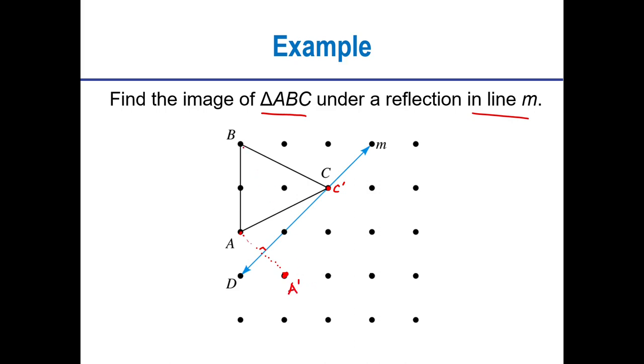B will also be reflected across the line M, and we want to make sure it's reflected at a 90-degree angle compared to the line M. And so B prime is at this point now. It is equidistant from the line M, and it is at a perpendicular angle with the line M. So here we have a new point, B prime, and now we can draw our triangle. And here is our reflection across the line M.